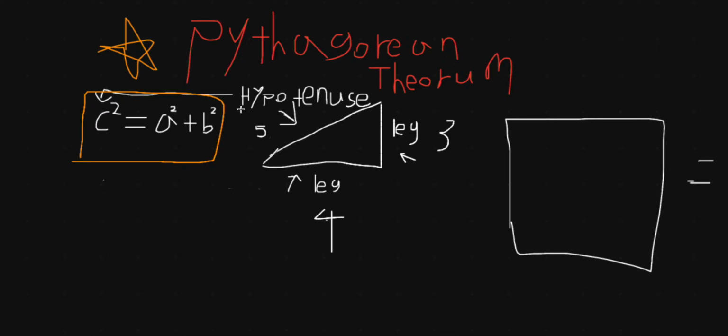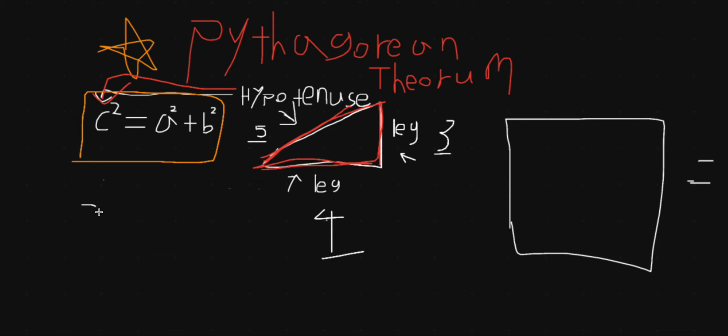So what's a hypotenuse? Well, it's basically c, the longest side in a triangle, and the other ones will be called legs. So this is the longest, as you can see, and these are the two other ones. So let's get started.